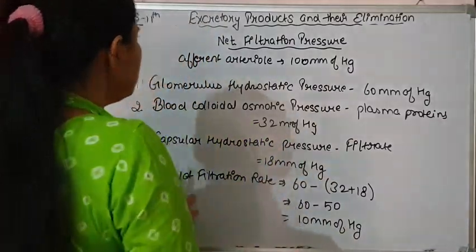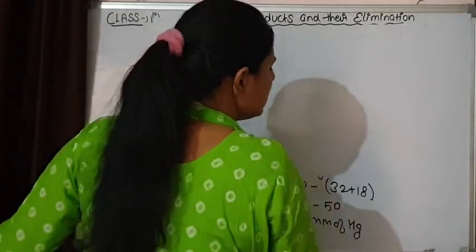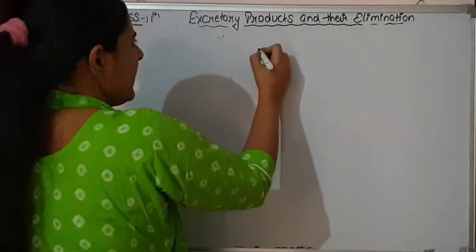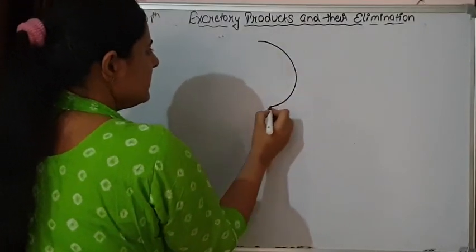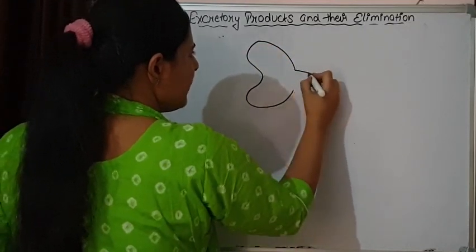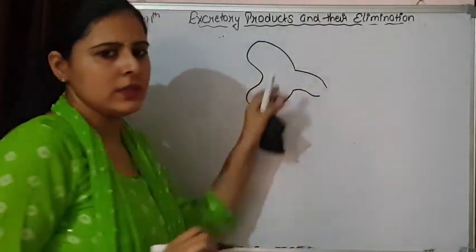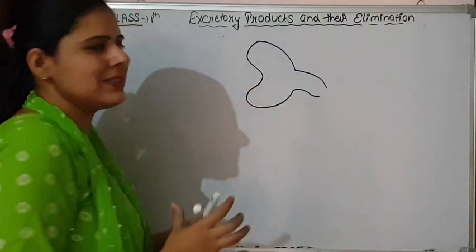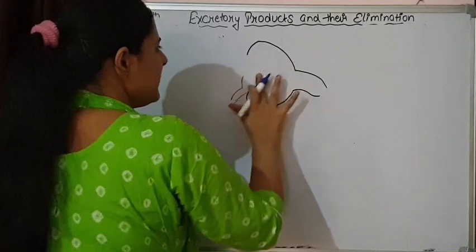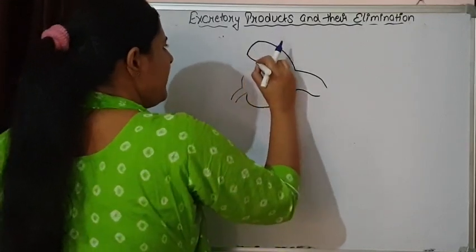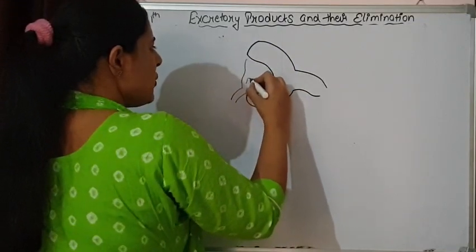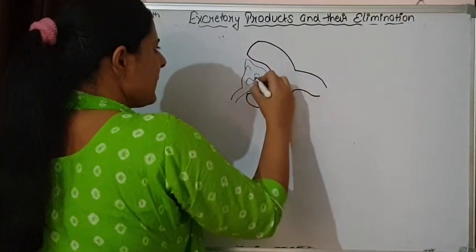Let me represent this with the help of a diagram also, so that you can better understand. The Bowman capsule is here, and from here the capillary is arising. I am making only this much section. So over here the glomerulus is present. Let me make it more deep. The glomerulus is present, so capillaries are present over here.